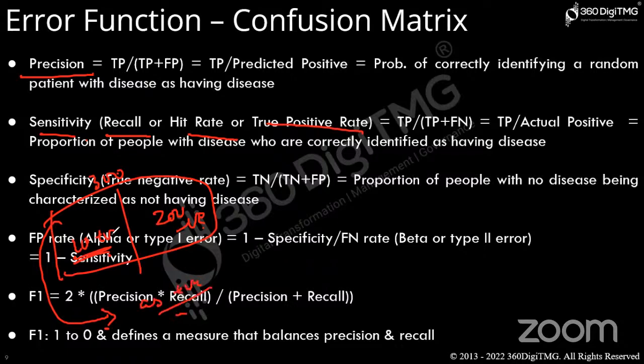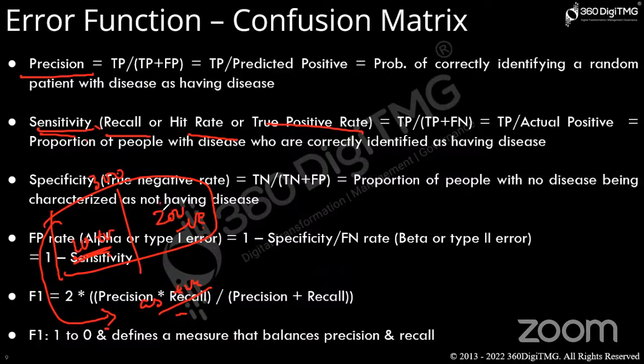Among those 100 positive cases, how many did you predict as positive? That we'll be calling sensitivity: the proportion of people with the disease who are correctly identified as having the disease. Positive, that is having a disease, and you correctly classified those. How many did you correctly classify? That we'll be calling sensitivity.